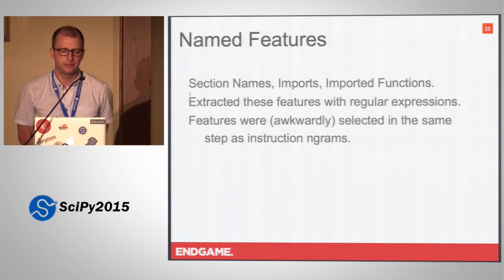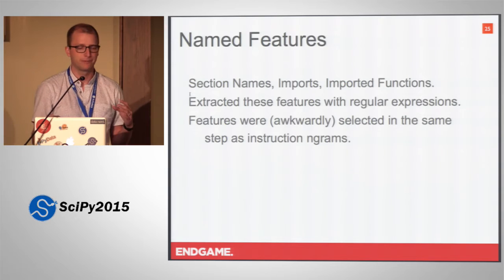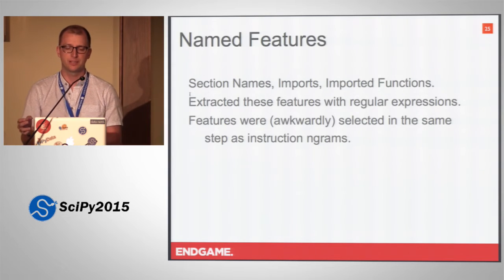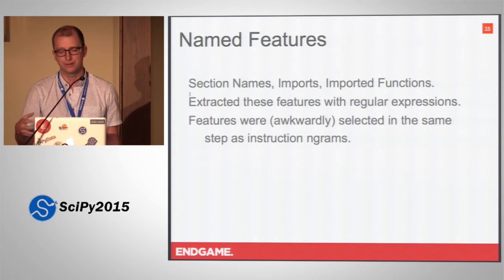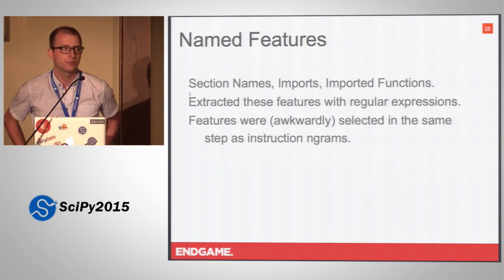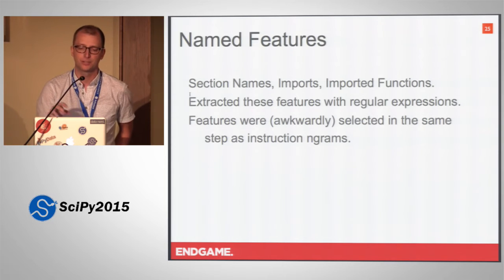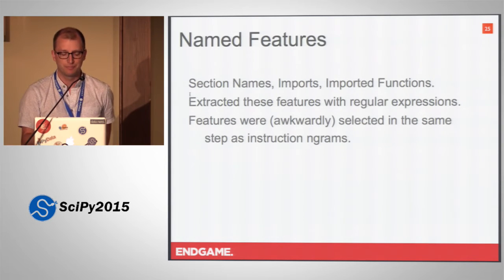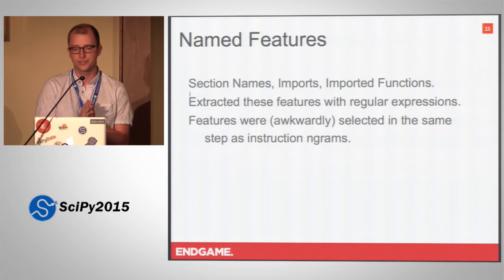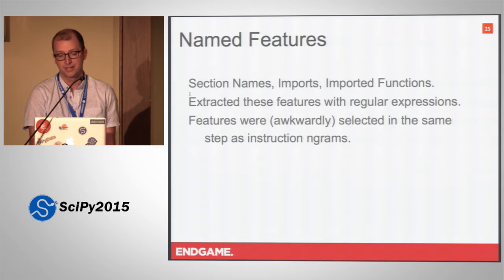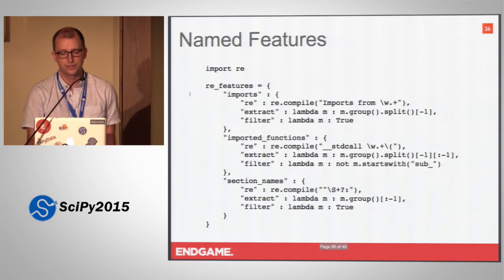If you recall the data flow that I had for my final model, named features were lumped into instruction n-grams, and that was a result of how I was investigating things. It was kind of awkward. They probably shouldn't have been feature selected along with the instruction n-grams, but that's the way it ended up. These named features are really just categorical variables. They're features that are 0 or 1 depending on whether a section name showed up or a library was imported. I extracted those with regular expressions from the disassembly files.